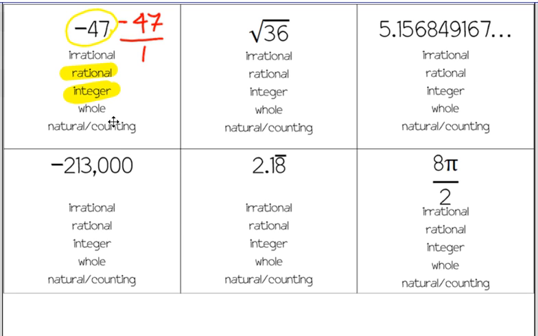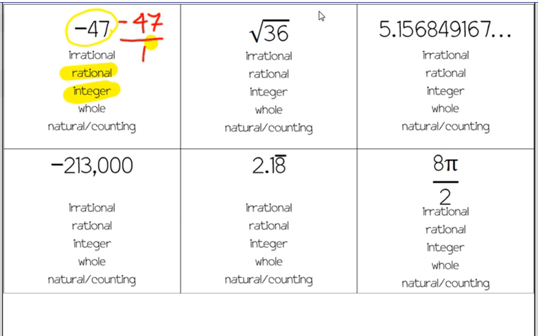So now we need to see if this would be considered a whole number. Well, whole number said that we couldn't have any negatives. So right from there, we would know that it couldn't be whole. If it can't be whole, then it definitely can't be a natural/counting number. So in this case, negative 47 is a rational number, and it's also an integer. So it would fit in those two categories.